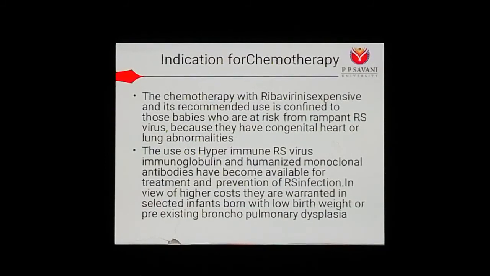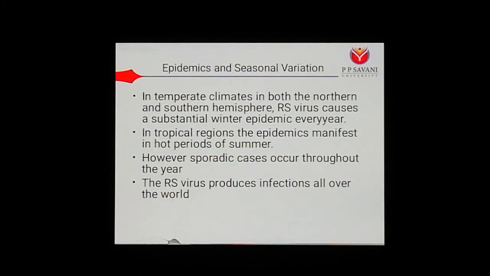Hyperimmune RS virus immunoglobulin and humanized monoclonal antibodies have become available for treatment and prevention of RS virus infection. In view of the higher costs, they are warranted in select infants born with low birth weight or pre-existing bronchopulmonary dysplasia.